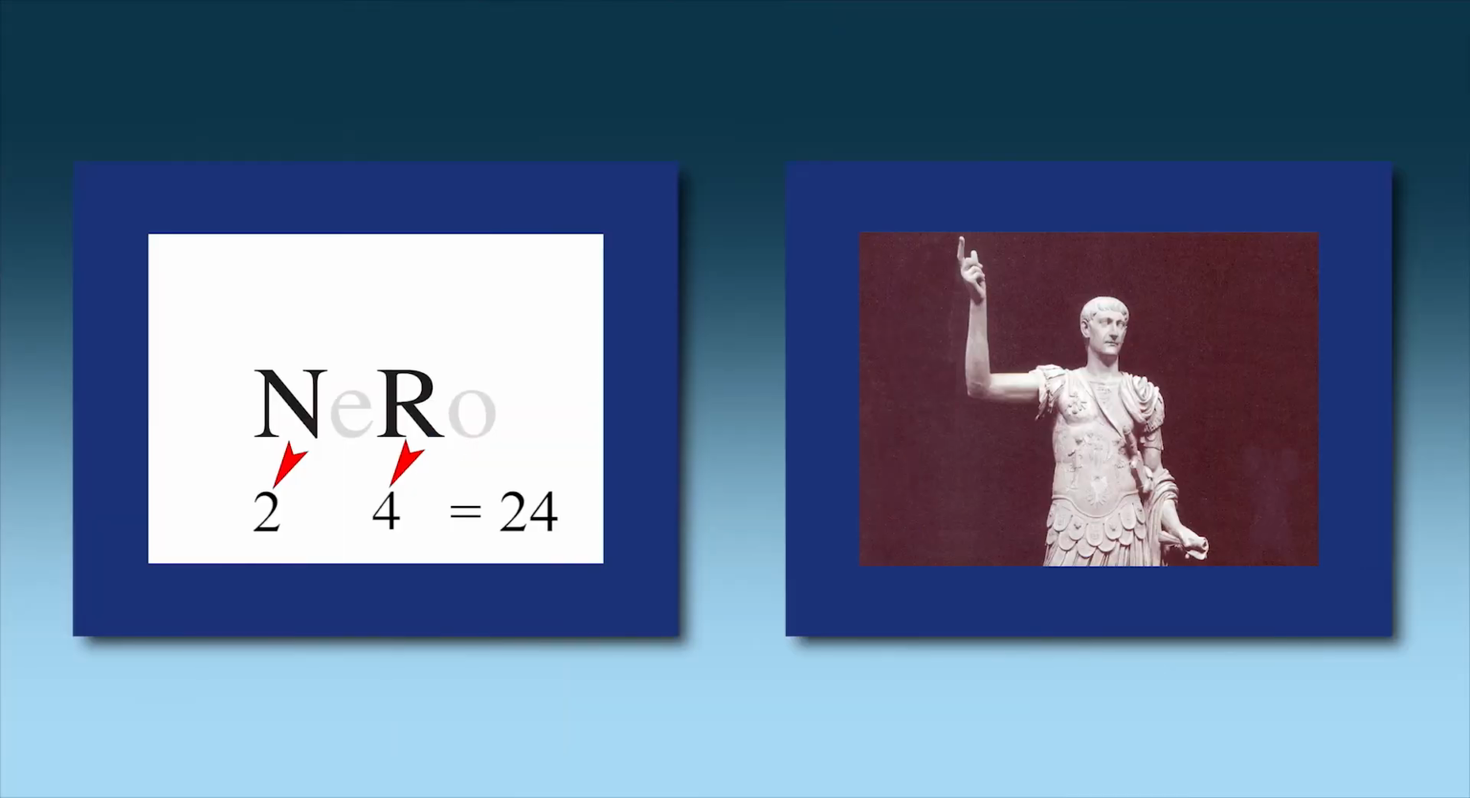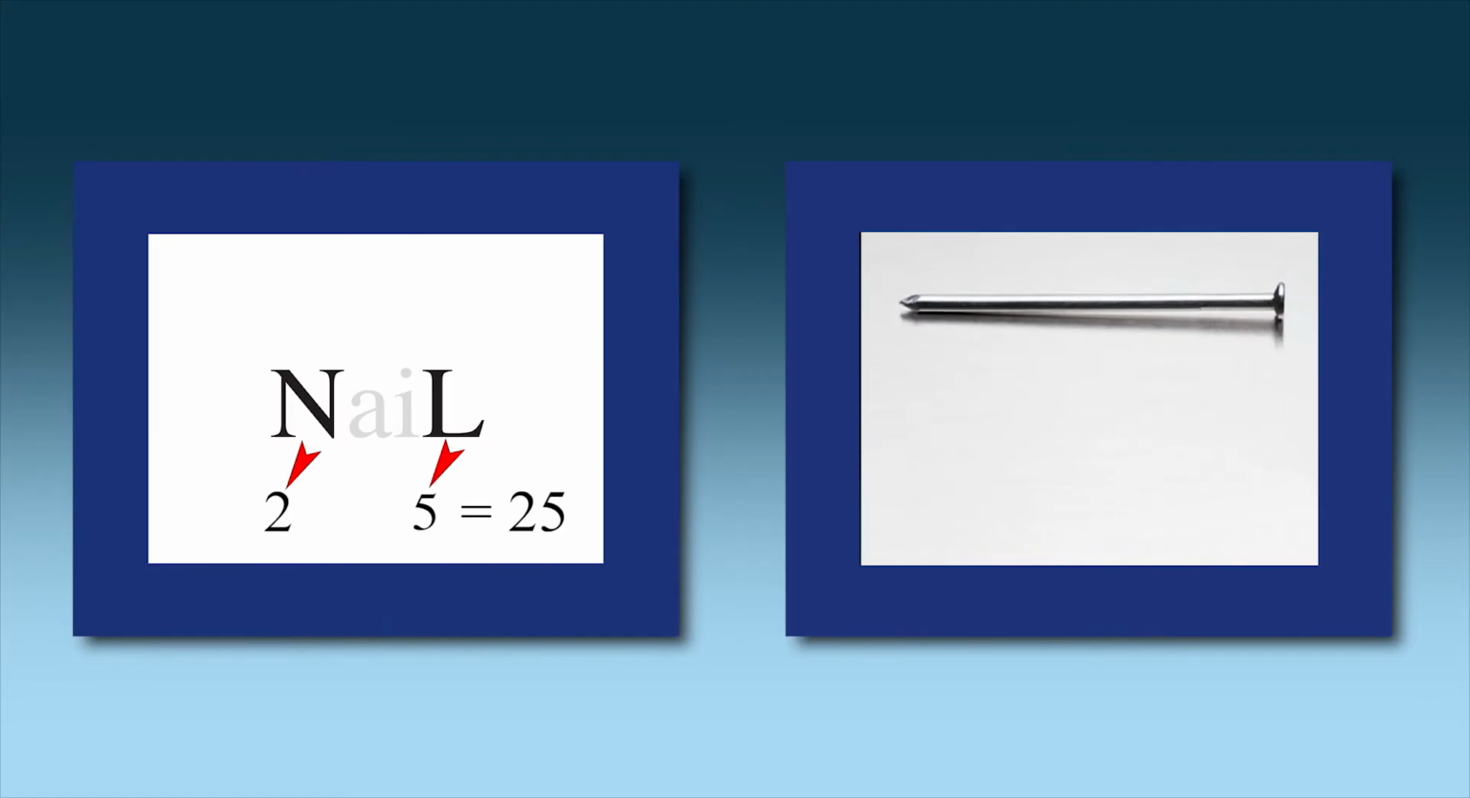Good. Let's continue. So you're up to 24, Nero, and you've done Chazara with materials. We're now going to go to number 25. 25 is nail. N, 2. AI, don't count. L, 5. Remember, L, 5. Oh, nail is 25.